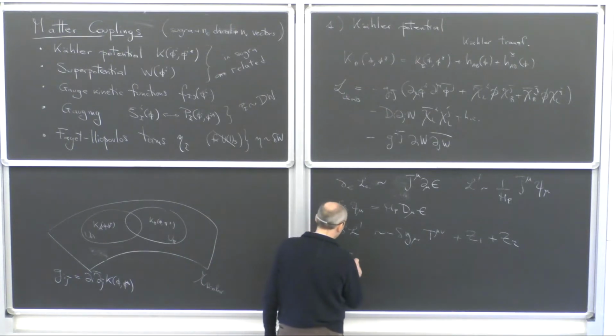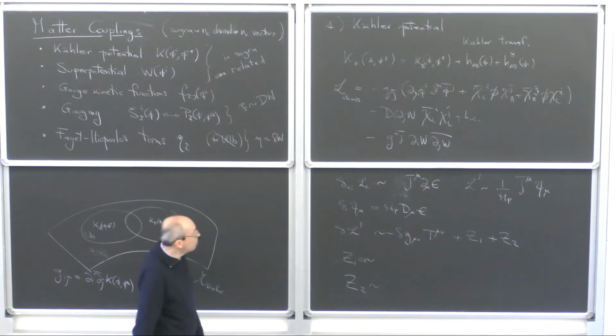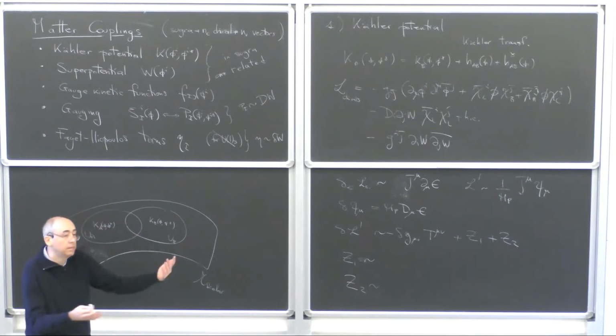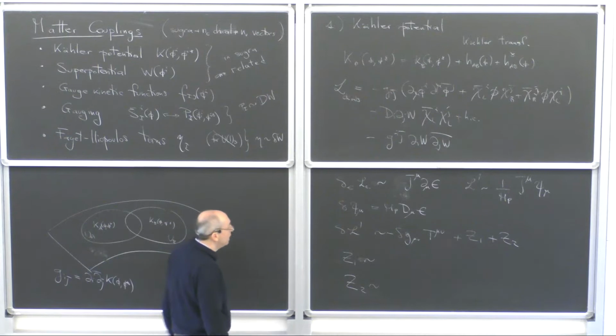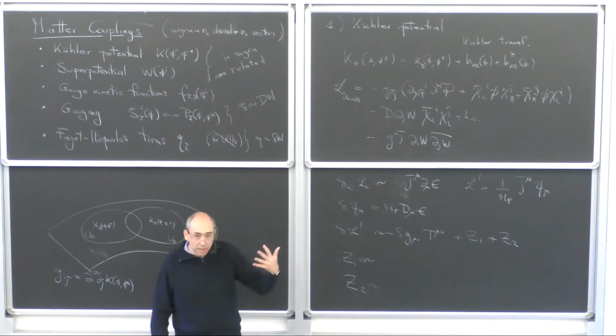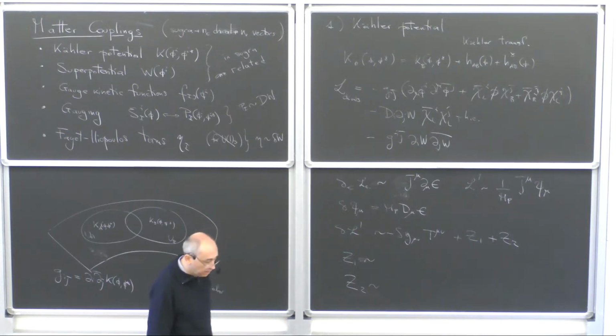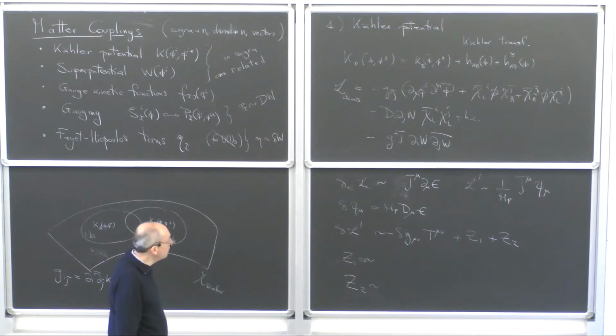Z1 and Z2, which again, the structure is important, the coefficients are important as well if you want to really prove supersymmetry, but now we're trying to argue what are the new ingredients rather than trying to prove explicitly supersymmetry.